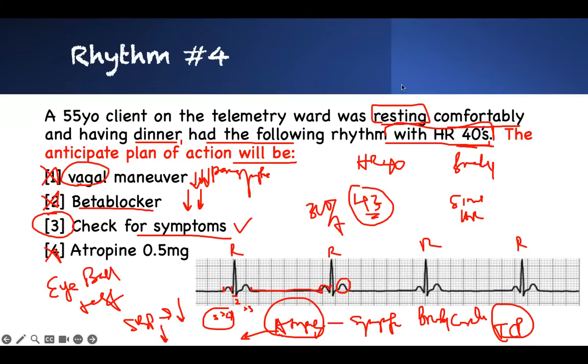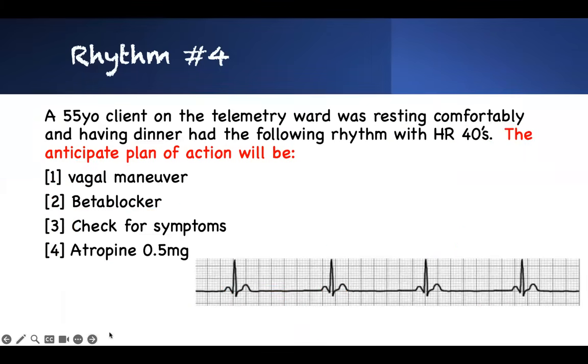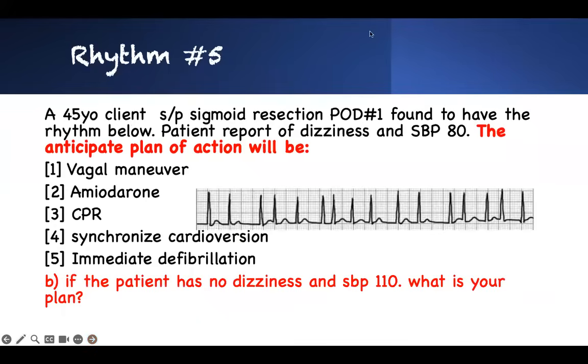rhythm number 4. Rhythm number 5. What do we have? The next anticipated plan of action will be what? Okay. 45-year-old client had surgery, sigmoid resection, post-op day 1. That means after surgery, the following day, found to have the rhythm below. So he had surgery, and this is what we find. The patient reports what? He's telling you, I'm dizzy, my systolic blood pressure is 80.